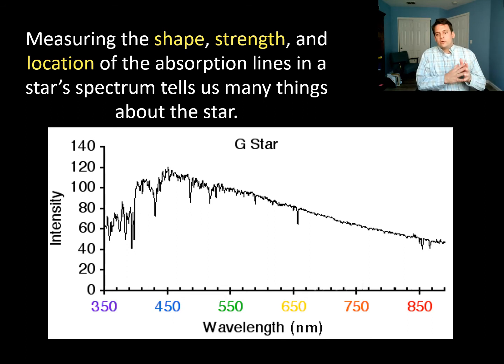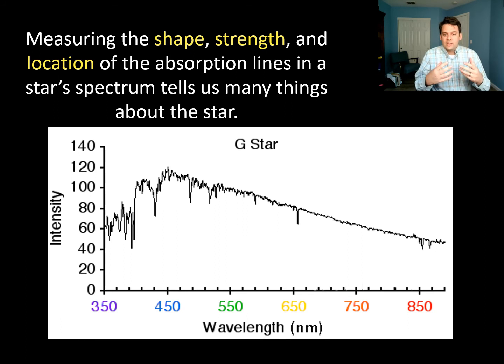So to reiterate something that I've said before, our goal is to squeeze as much information as we can out of the spectrum. And so the question that we need to ask is, what properties of the spectrum can we get information out of? Basically the answer is that we can measure the shape, the strength, and the location of these absorption lines, and use those to get a whole lot of information out of the star.